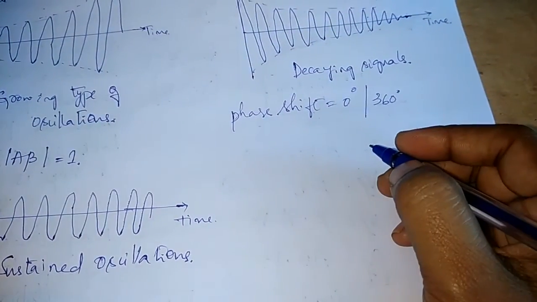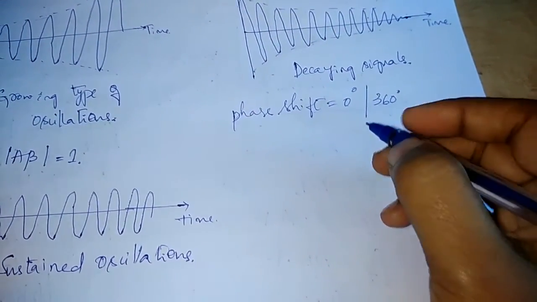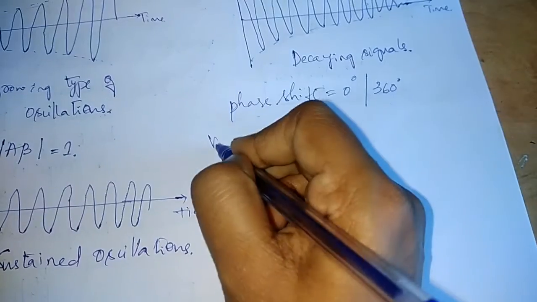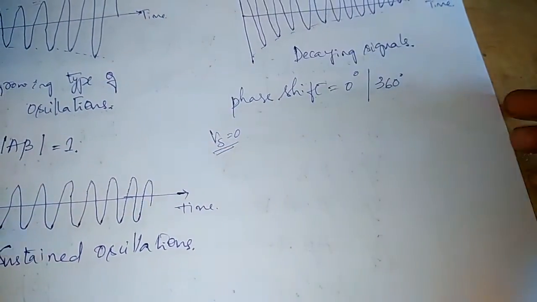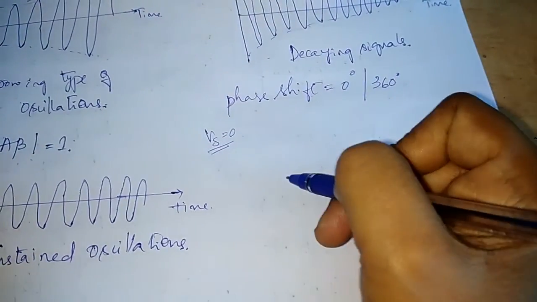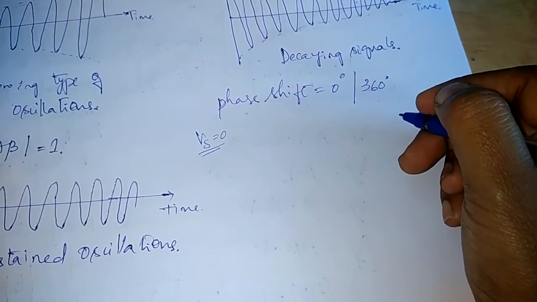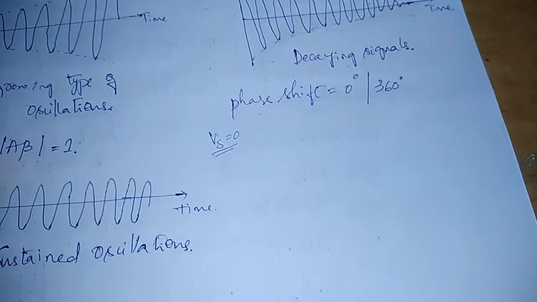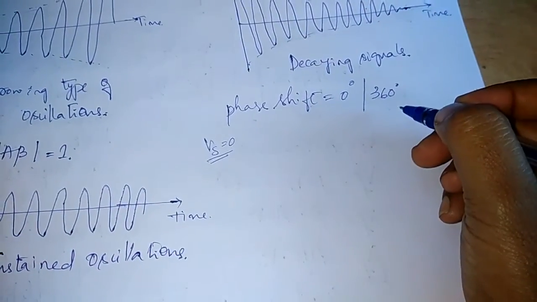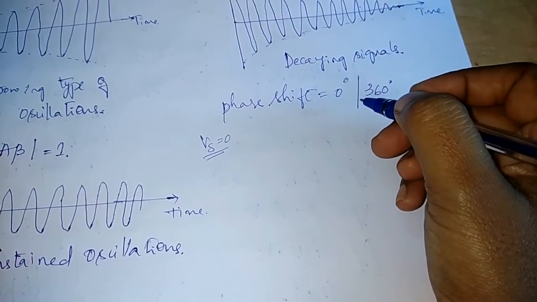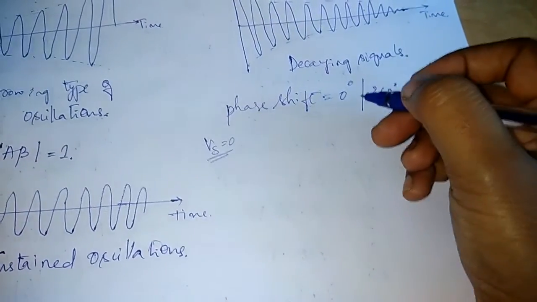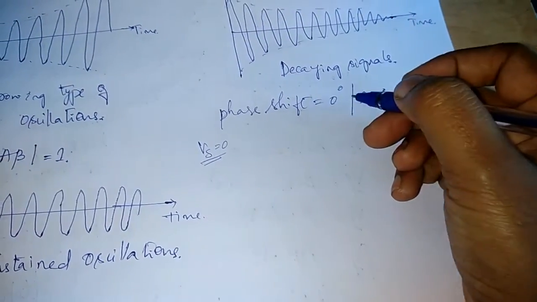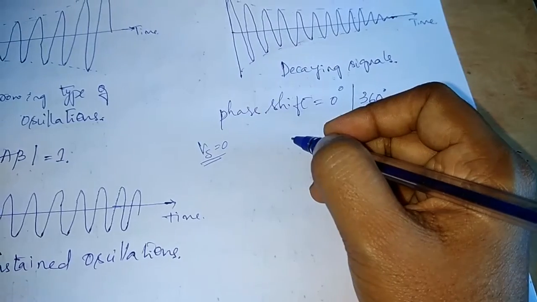You may get a question: without giving the input, how will it generate the output? We should give input, right? If I make Vs equal to 0, from where will it take the initial output? Okay, you will get that question. What happens here is, in some of the practical oscillators, it is not necessary to supply an input signal.